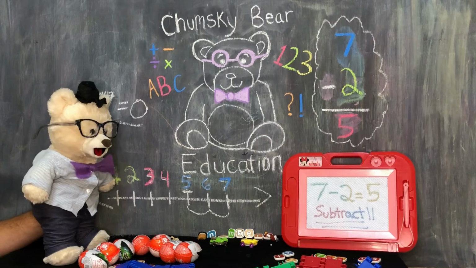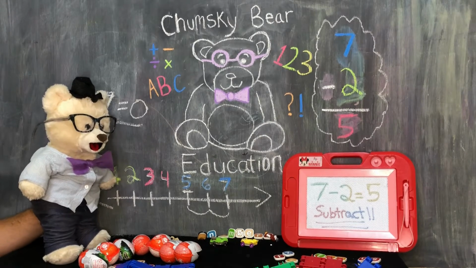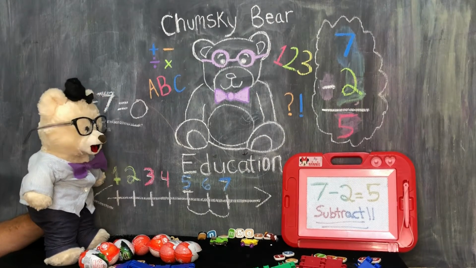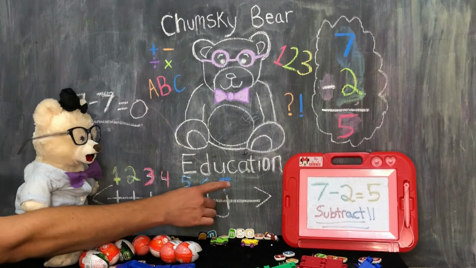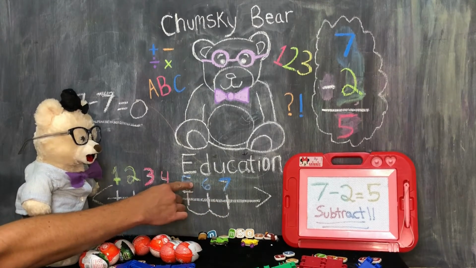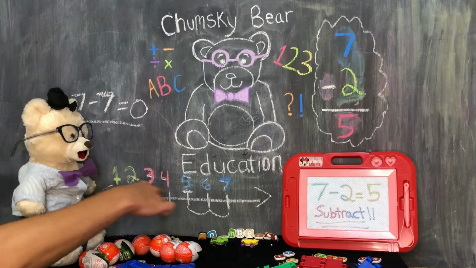So remember, subtracting is just taking away from what you had. And you can see this on the number line because we had 7, we went back 2, and we were left with number 5.